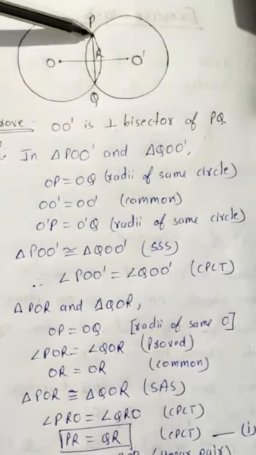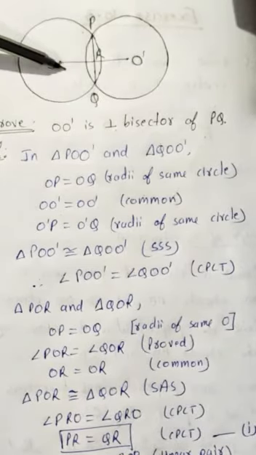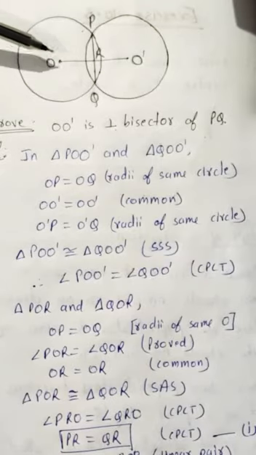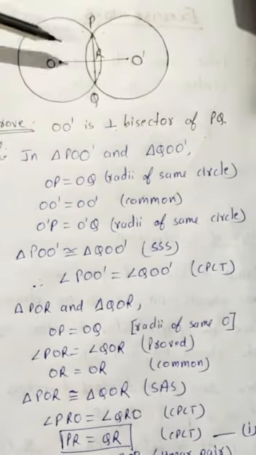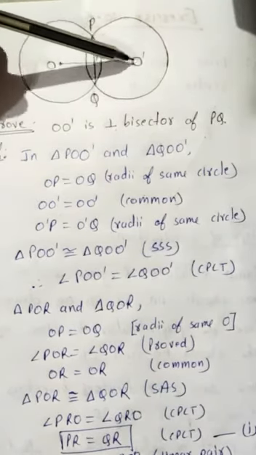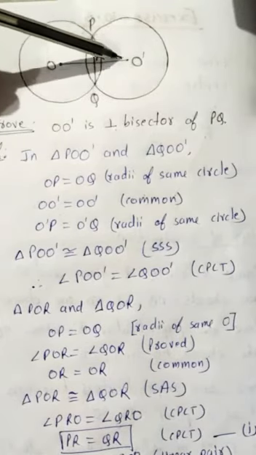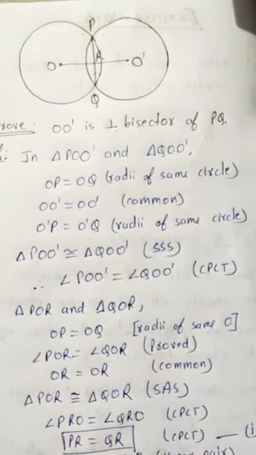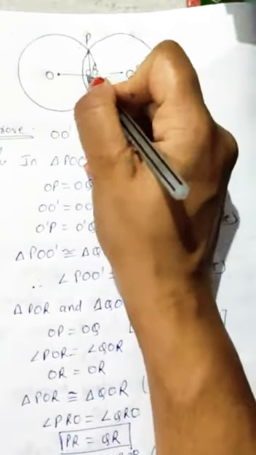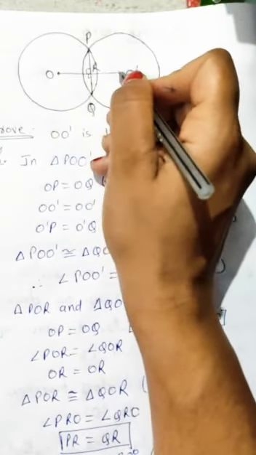Okay, so basically PQ, when you join it, will become the common chord for both the circles, and you have to prove that the centers O and O dash lie on this perpendicular bisector. So O is the center of one circle, O dash is the center of the other circle, so you have to join them. Then we have to prove that this straight line OO dash is the perpendicular bisector of PQ. Perpendicular bisector of PQ means, first, they are making an angle of 90 degrees, and second, that these two parts are equal.